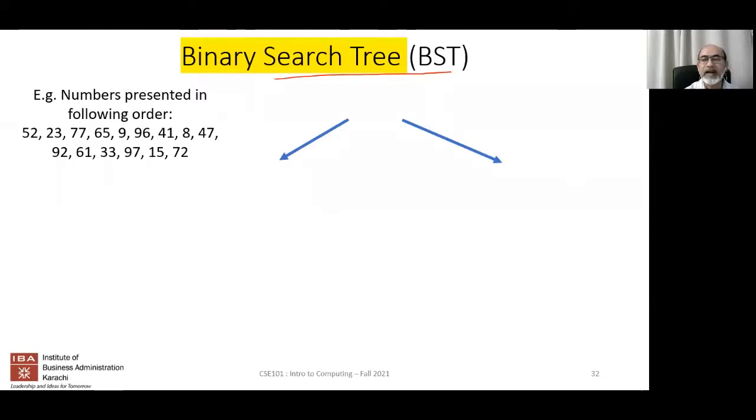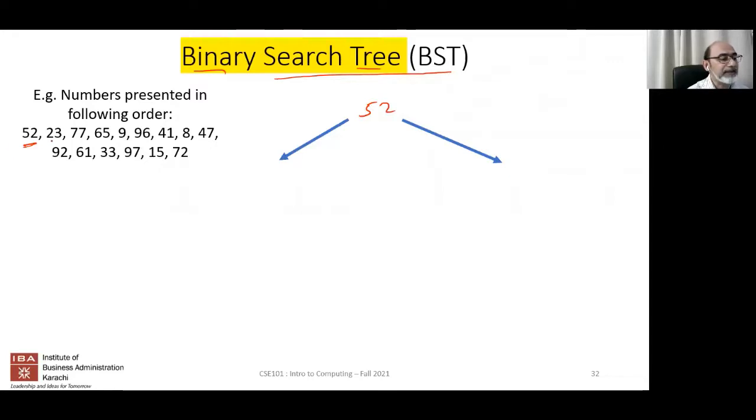What you say is that if I need to create an ordered list, I'm going to create it in the following manner. So suppose I'm getting these bunch of numbers. These are telephone numbers, for example. The first number that you get is 52. So we put 52 at the head of the binary tree. Okay, so this is a binary tree.